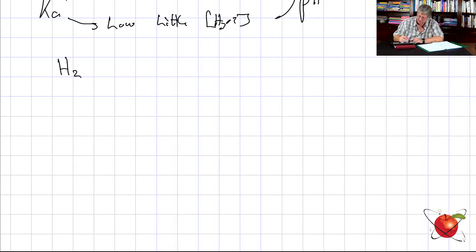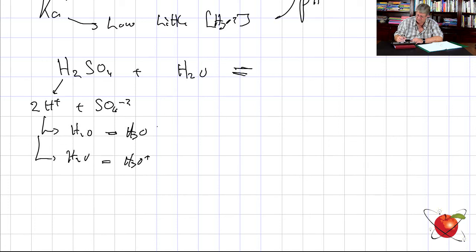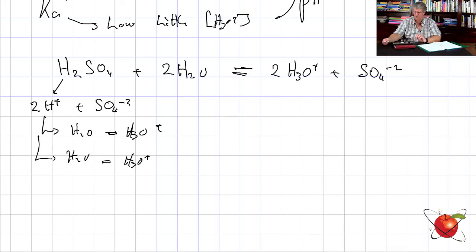So what about H2SO4? Let's put H2SO4 plus H2O and put that in water. What do I get? This ionizes to give me 2 H pluses and an SO4 minus 2. Each one of those needs an H2O, because it's going to become an H3O plus. So I'm going to create 2 H3O pluses. This is a diprotic acid, and we're going to get to that. I'm going to have an SO4 minus 2 at the bottom.